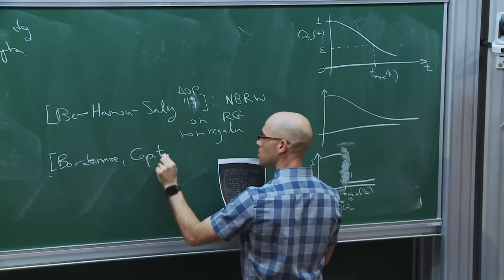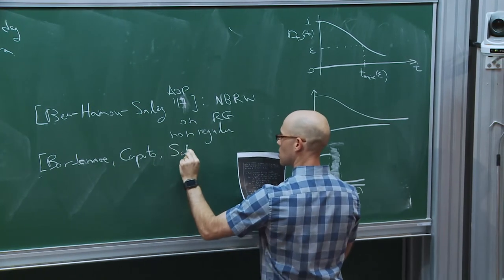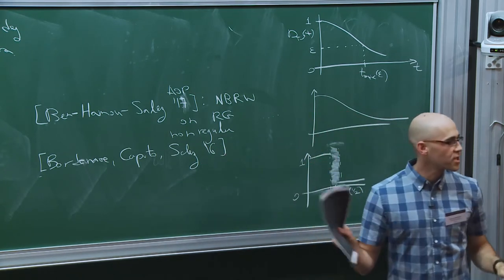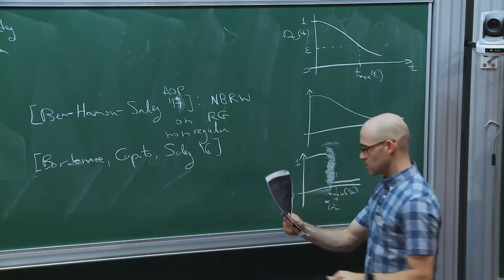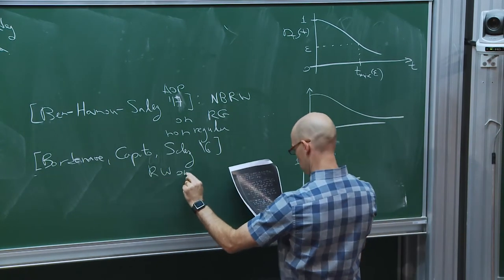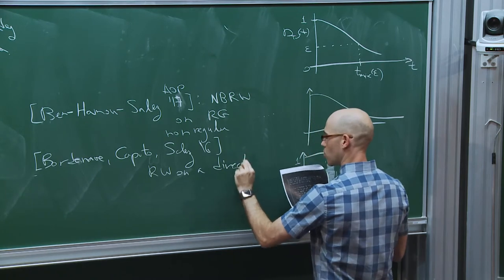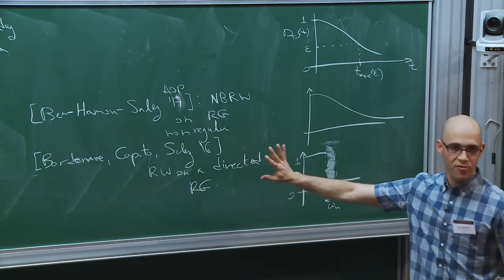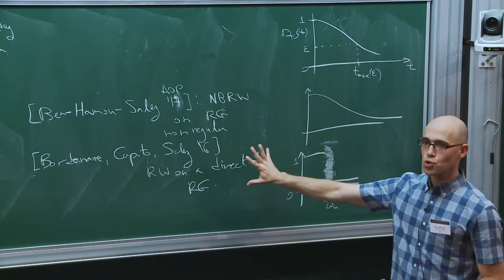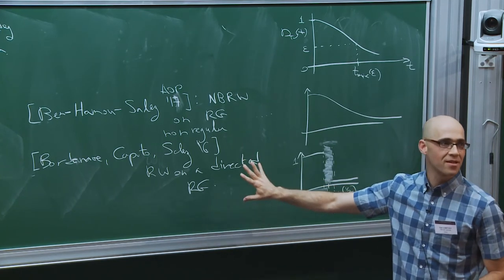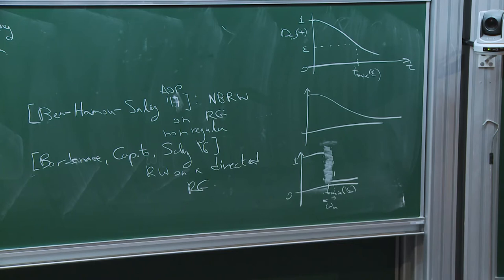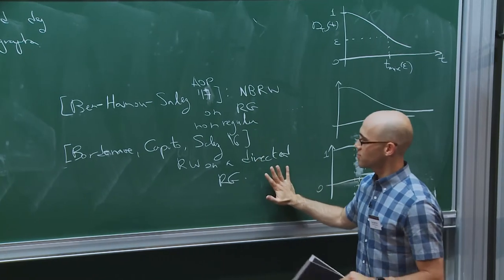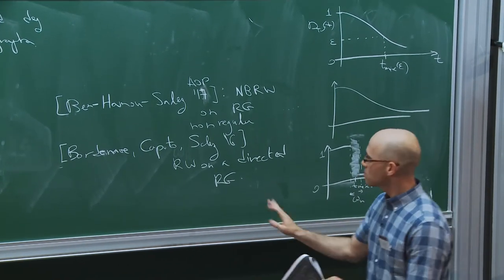And Charles and Pietro and Justin had another paper. Okay, when did you put it on the archive? In 2016? 2016. This is random walk on a directed random graph, which brings a host of problems because you do not understand what the stationary distribution is like. And it's a beautiful paper, but I won't get to discuss any of it. Maybe, but probably not.